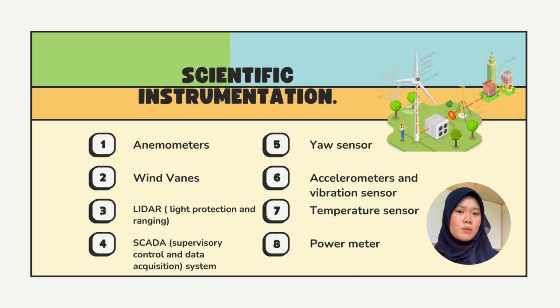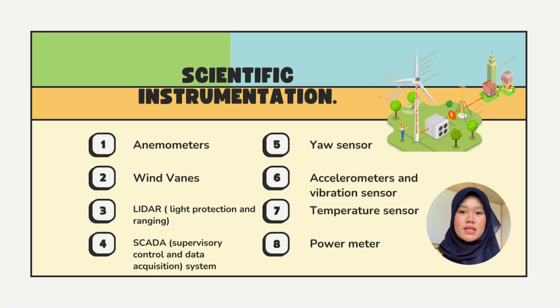So firstly, anemometers. Anemometers help to determine the optimal location for a wind turbine by providing data on wind speed and direction. The second part is wind vanes. The purpose of wind vanes is to measure the wind direction. Next is lidar, aka light detection and ranging. It measures the wind speed and direction at various altitudes.